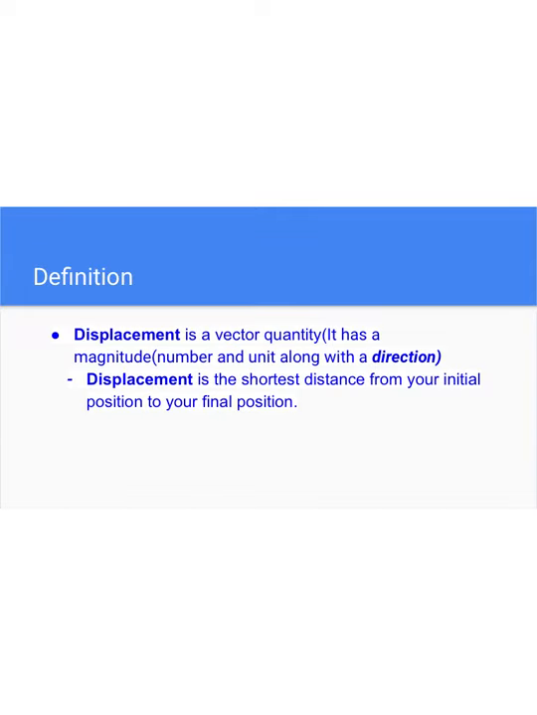So displacement is a vector quantity. A vector quantity has a magnitude, a number and a unit, and a direction. Whenever you talk about anything that is a vector quantity, it will always have a number, a unit, and direction. For example, if I walk 5 miles east, that's a displacement. Or if a plane was flying 2,800 miles per hour south, that's a velocity. Both of those are vectors. So vectors always have a direction, and we draw them using an arrow.